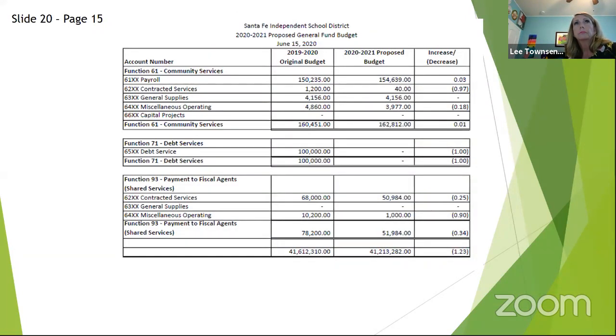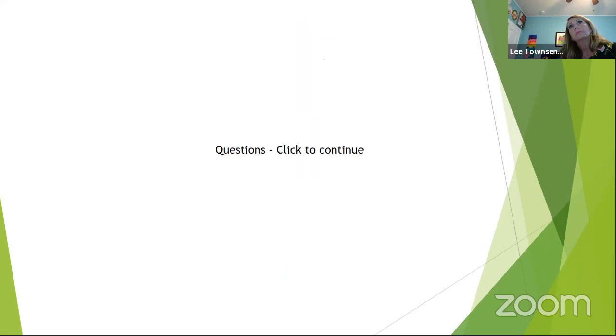And slide 20 represents function 61 through 93. And notice that we paid off function 71, that was in the notes payable, so we no longer have that to account for since that's been paid in full. Okay, and we'll pause here and see if there's some questions that I can answer. Any questions for Ms. Townsend on that section?